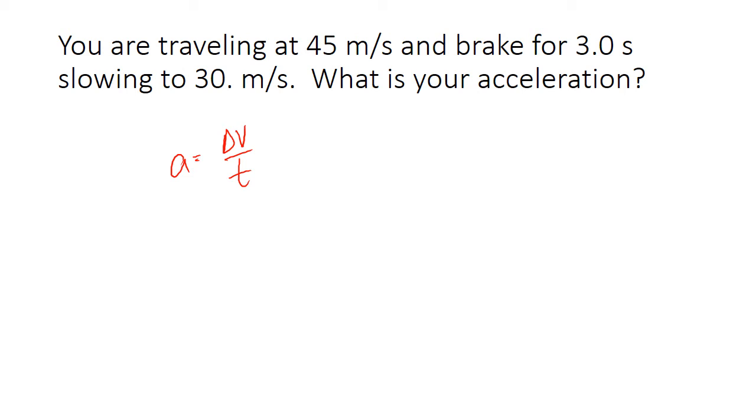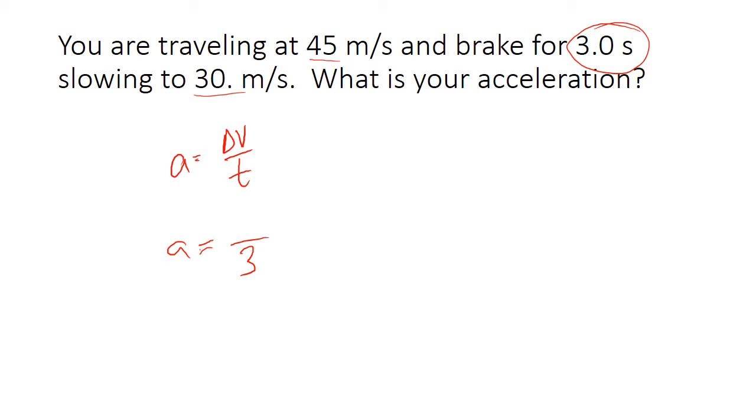Now, I'm looking for the acceleration, so I don't know what that is. Time, I know what the time is. Time's right there, so that's going to be 3 seconds in the denominator. Now, I'm traveling at 45, and I slow down to 30. So which one of those is going to go in my delta V? Neither one. I have to figure out what the change is.